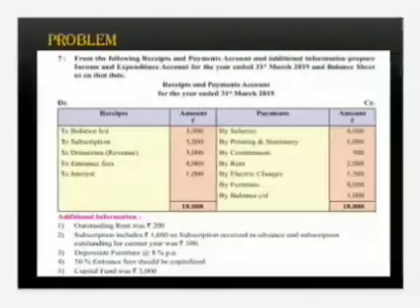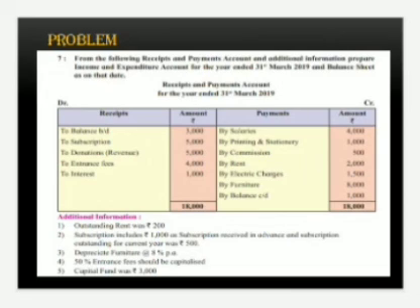Now we will see one problem, then you will come to know how the receipts and payments account is given as well as the additional information, and with the help of that we will prepare the income and expenditure account as well as the balance sheet. From the following receipts and payments account and additional information, prepare the income and expenditure account for the year ended 31st March 2019 and the balance sheet as on that date.